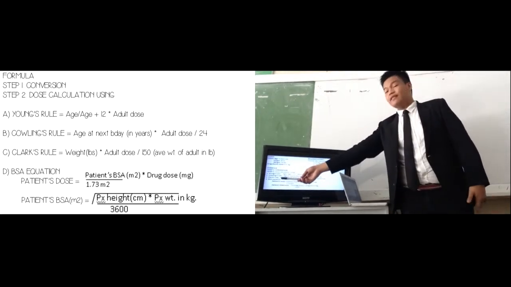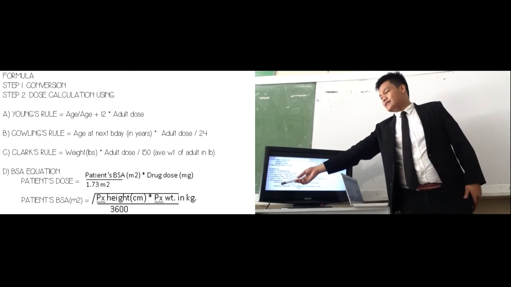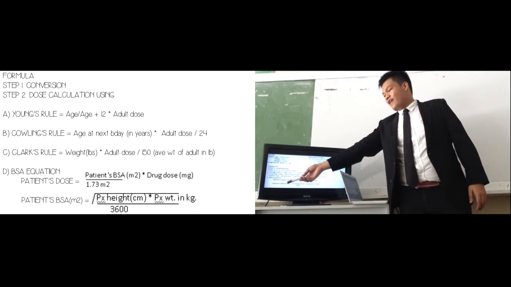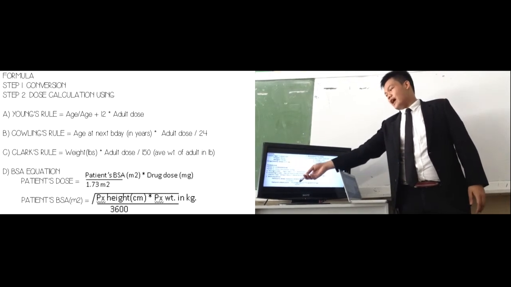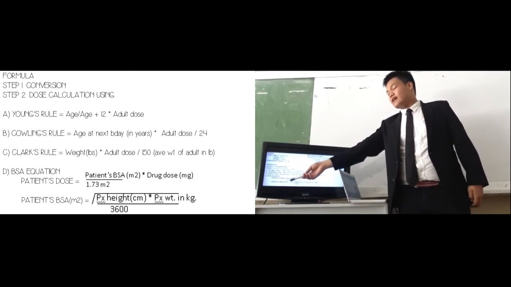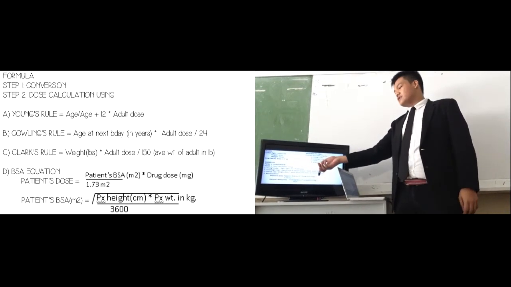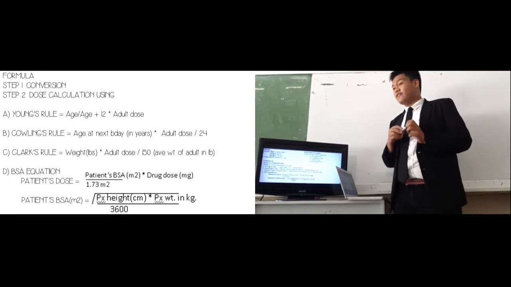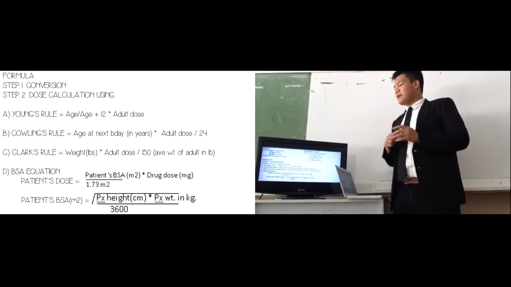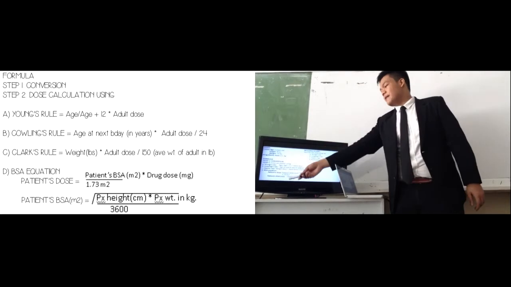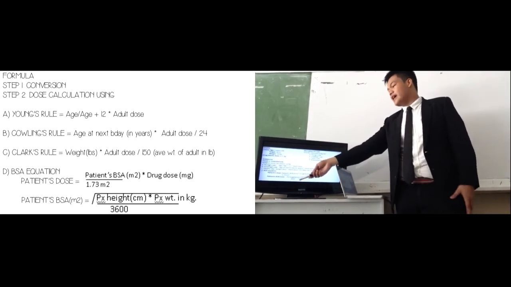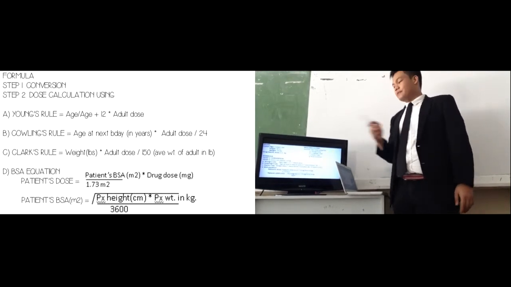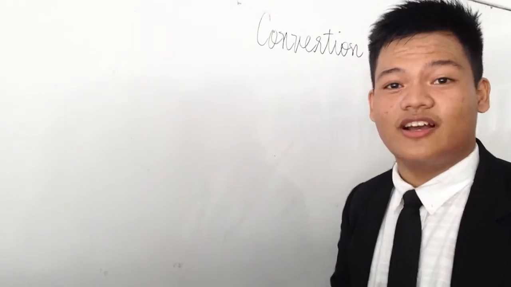The BSA equation, okay, the first one is the patient's dose. In order to get the patient's dose, we must divide the patient's body surface area by 1.73 m squared times the drug dose in milligrams. However, the problem is how to get the body surface area. The formula in getting the patient's body surface area is the square root of the patient's height in centimeters times weight in kilograms divided by 3,600. Okay, so let's start solving the problem.